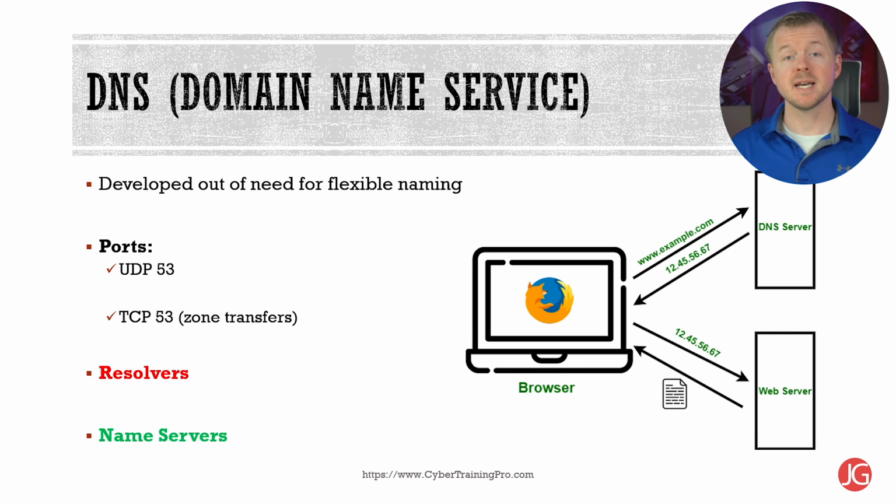DNS, or Domain Name Service, is a service that was developed because as the original version of the internet, called ARPANET, began to grow in popularity, we needed a flexible naming system that works across different time zones and with different sizes of networks. And DNS fills that role quite nicely. DNS uses UDP port 53, and it can also use TCP port 53 for zone transfers and responses that are larger than 512 bytes.